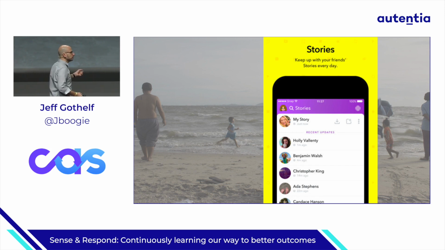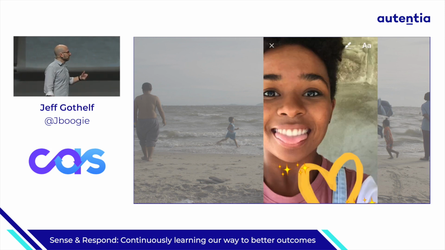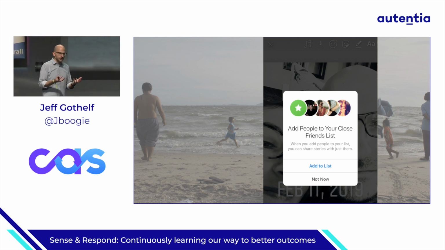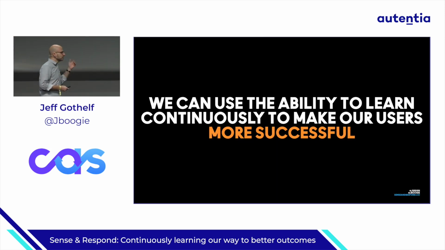Instagram never predicted this behavior, but they saw it emerge through the use of their system. They saw it emerge outside of their system in Snapchat, right, 24-hour stories that disappear. And they brought it in-house, and they continue to improve it, and they continue to drive this continuous improvement of the service that they're offering based on the changing behaviors of the users of that system. And we can use this ability to learn to make our customers increasingly more successful. This is agility, right?